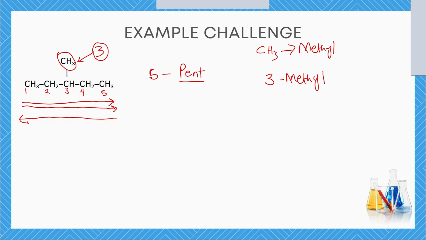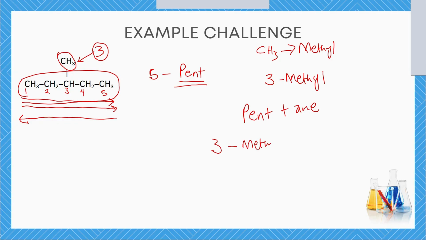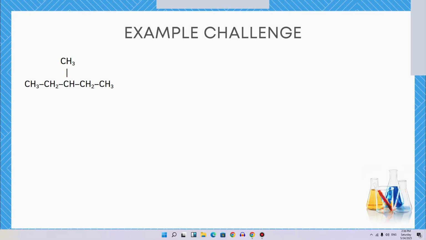What is the next thing to do? It is important to name the parent chain. We have pent, and we also have the class to be an alkane because only single bonds are present in the entire molecule. So that gives us PENT, pent, plus ANE. So that gives us the complete name to be 3-methyl pentane.